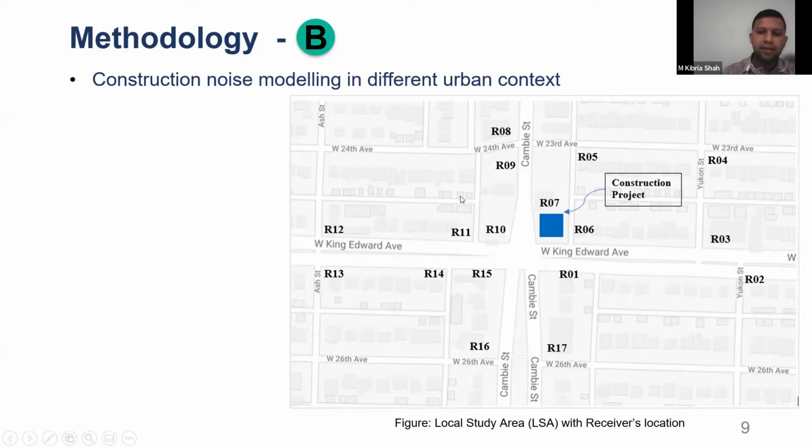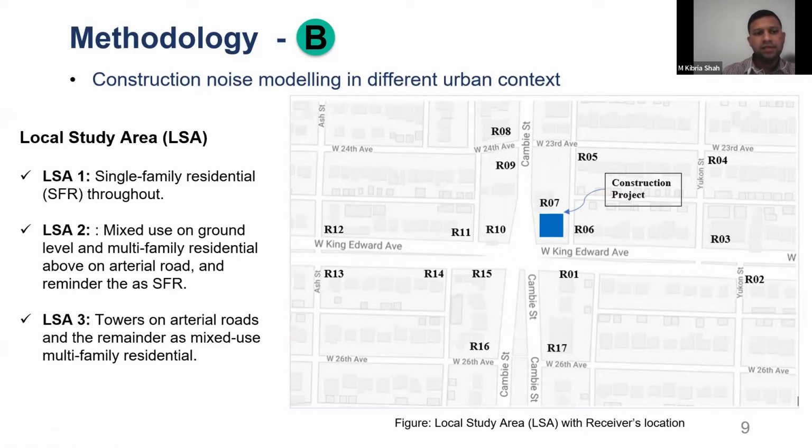But again, this area is ideally a mixed development at this moment, yet in the Cadna A software we modeled three different local study areas. LSA1 is single family. So first of all, I modeled all the residences, all the buildings here, as single-family residential. And second is LSA2. There's mixed use on the ground level and multifamily above on the arterial road, and the remainder is single-family residential. So along West King Edward and Cambie was LSA2, but behind it is still single family.